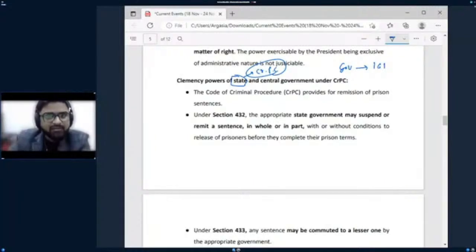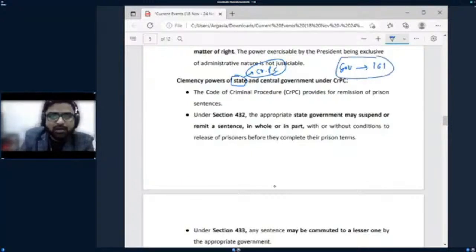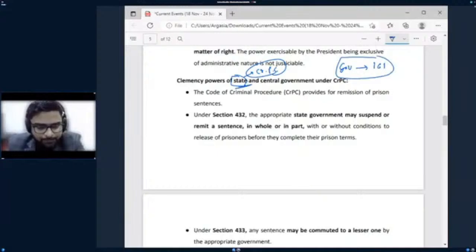State has different power under CRPC, which also involves pardoning, the commission, and all things. Governor has different powers under Article 161. These are constitutional powers. These are the legal powers of the state. यहाँ तक बताइए, clear?